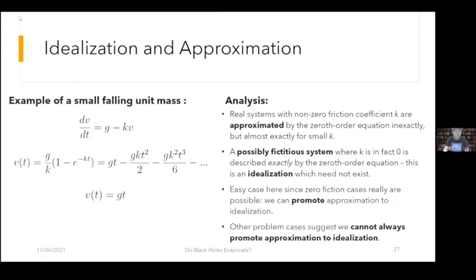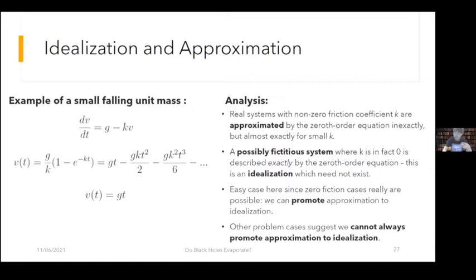In a simple example here, a small falling unit mass can be modeled by something like this if you take the expansion of the exponential term here, right? If you assume that k is small, then this will approximate a real system with a small friction coefficient k, right? But only in an idealized case, when k literally vanishes, do we get a limit system, where the velocity of a falling unit mass is literally gt, right? And it might be fictitious in cases where friction never goes to zero. In the real world, maybe friction never exactly goes to zero. It might be vanishingly small, but never zero. So it's an easy case here.